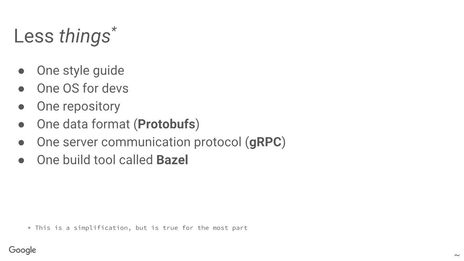So first of all, about simplification. So at Google, we have 1 style guide, 1 operating system for developers, 1 repository, 1 data format, 1 server communication protocol, and 1 build tool. I don't know if you've heard of it. It's called Bazel. OK, this is a simplification, but for the most part, it's correct.